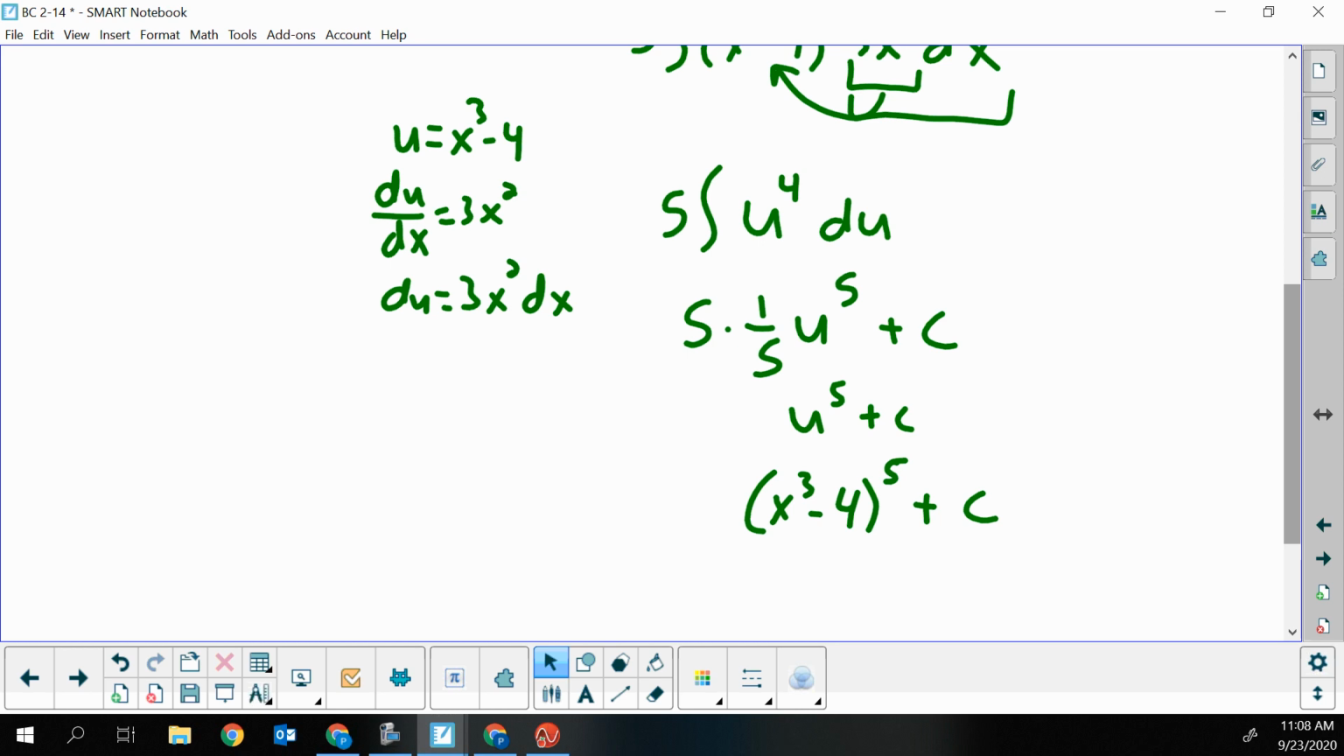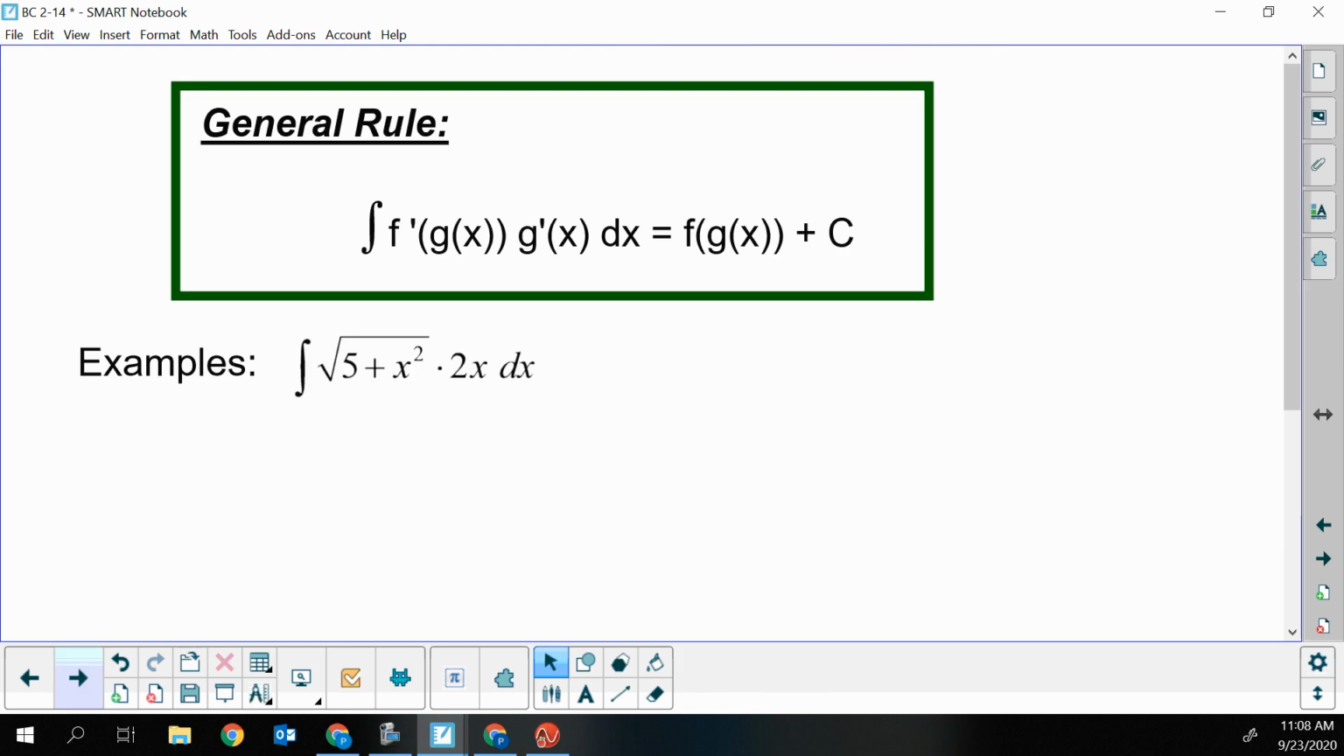So we would do this anytime it's not one of our basic integration rules, or if we notice there's a function inside of a function. Basically, chain rule would have been applied to get that derivative, so we have to do our u substitution in order to integrate and undo that chain rule.